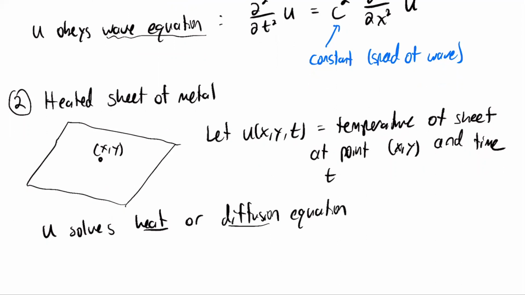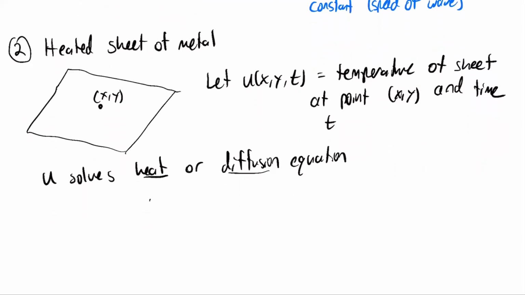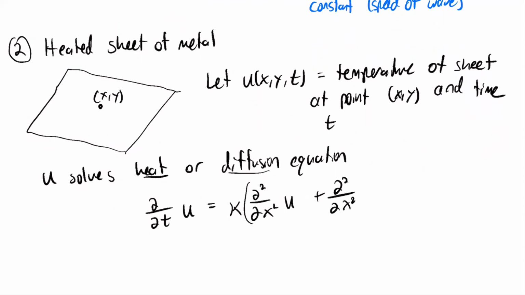Which says that instead of being second order in time like the wave equation, it's going to be first order in time. So if I look at the derivative with respect to t of u, this has to be some multiple, say k, or I guess the Greek letter kappa, times the second derivative with respect to x plus the second derivative with respect to y.